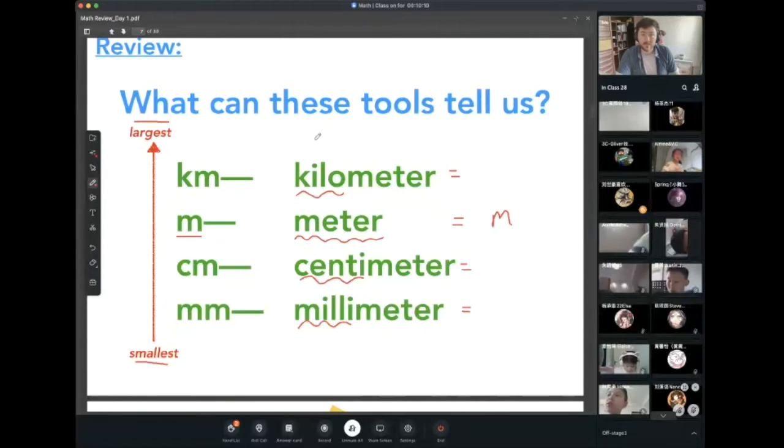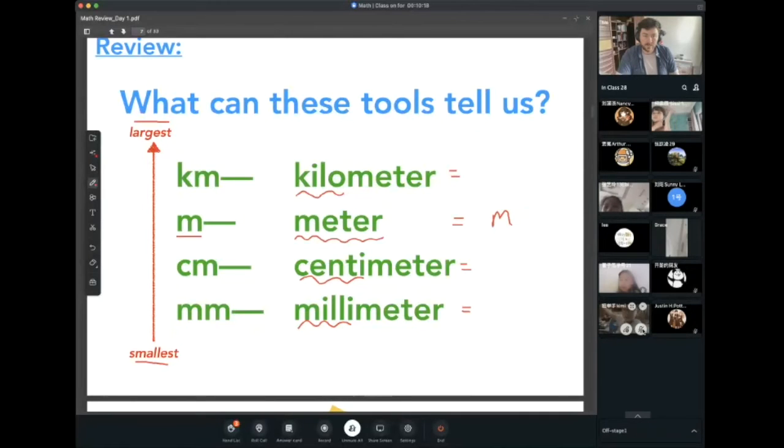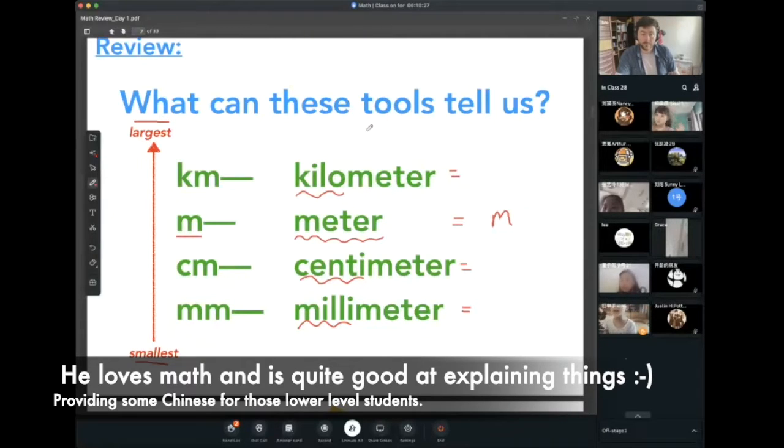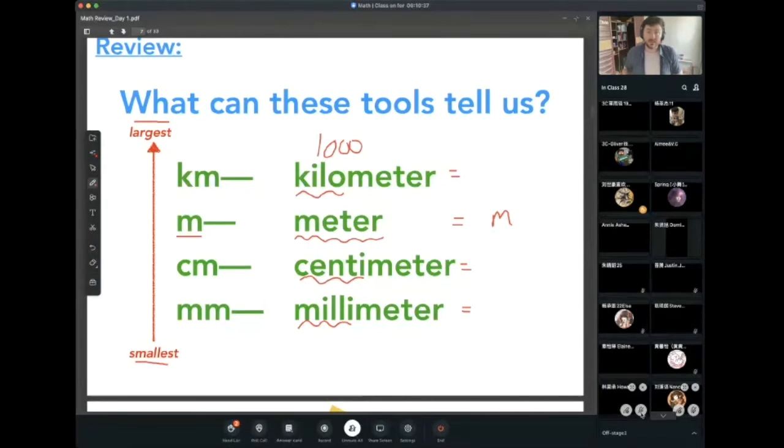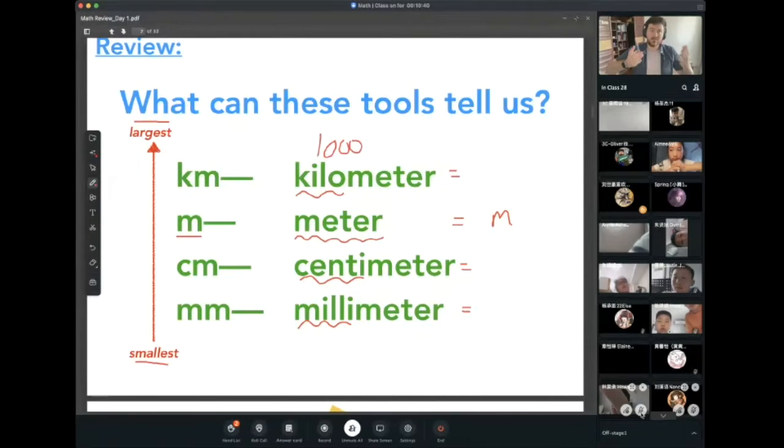Kilo means, any guesses what kilo means? Kimi? It means what number? 1,000. 1,000. Perfect, okay? So kilo means 1,000. And that makes sense because a kilometer is 1,000 meters. So kilo is 1,000.